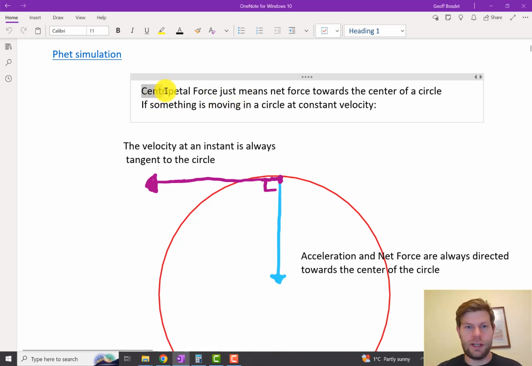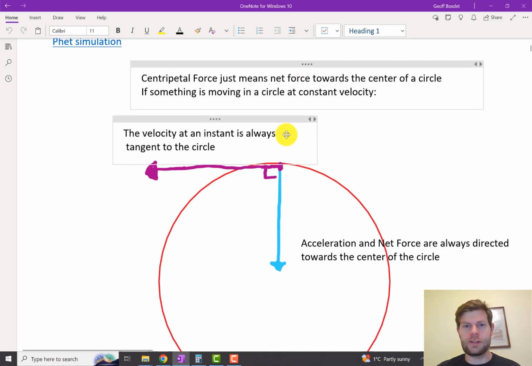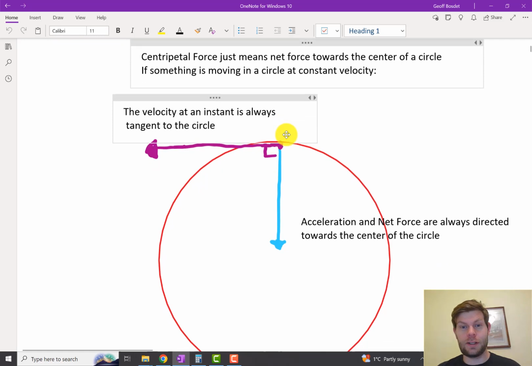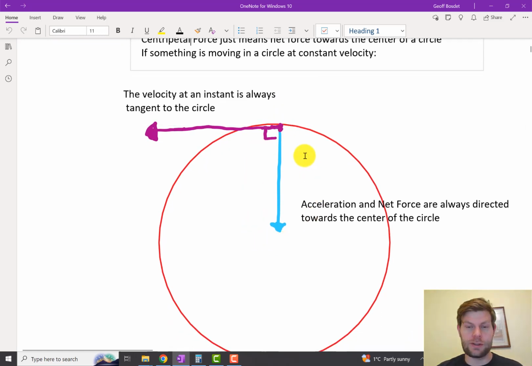First, just a definition term. Centripetal force is just a fancy way of saying net force towards the center of a circle. Anytime you hear centripetal force, that's just another way of saying net force, or at least the component of it towards the center of a circle. For what we're doing, it's always moving in a circle at constant velocity, so all of the net force will be towards the center of the circle.